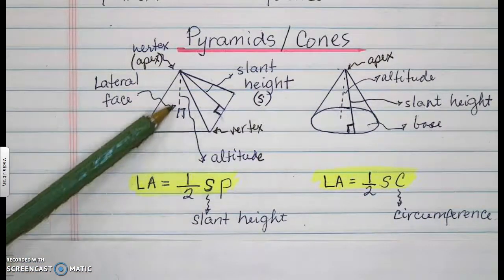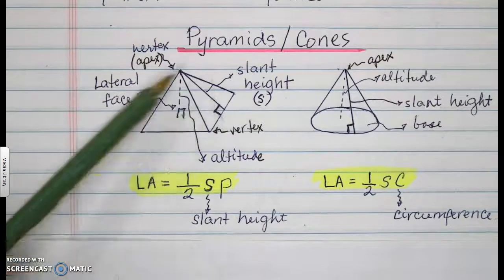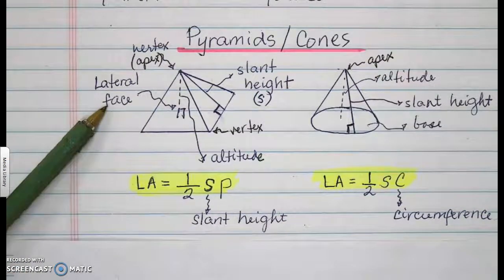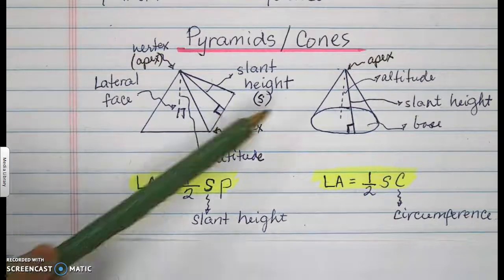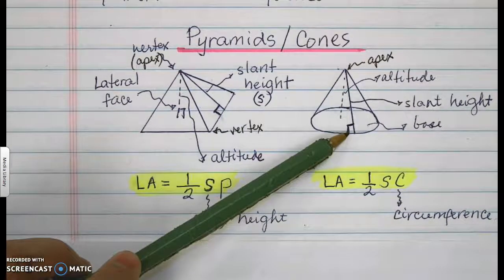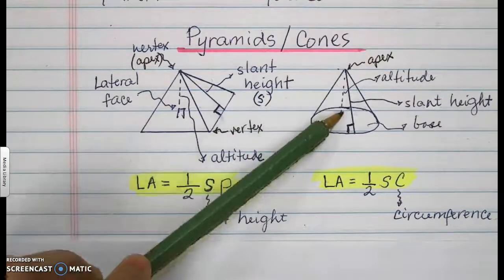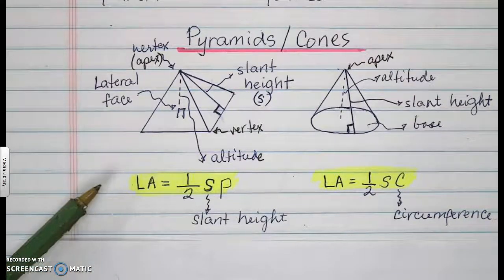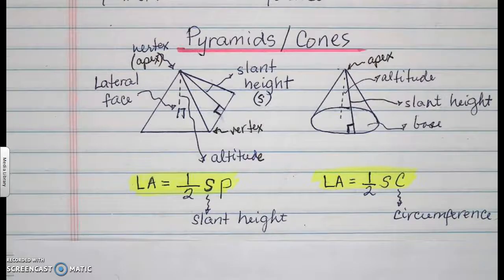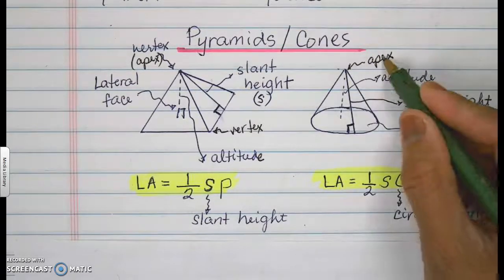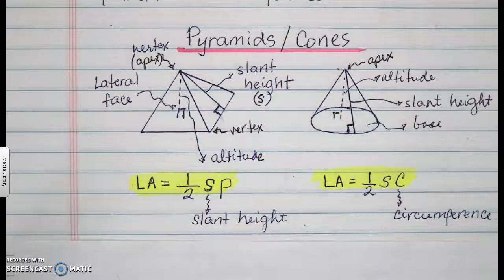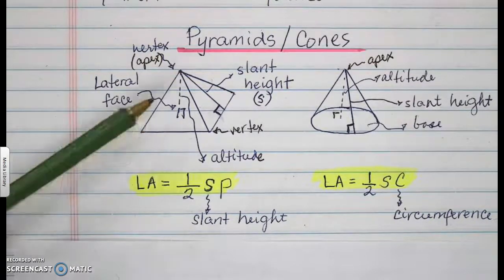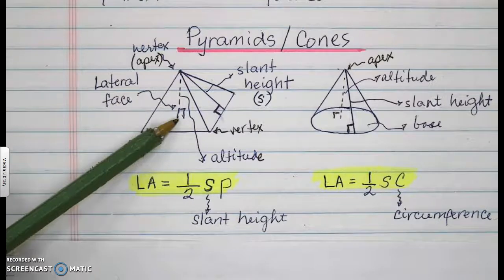This flat surface surrounding your pyramid is called the lateral face. This is your slant height. In the case of your cone, that's your slant height. This is your altitude. The altitude is a perpendicular segment that connects the vertex or the apex to the base of your figure. So in this case, this is your altitude right here.